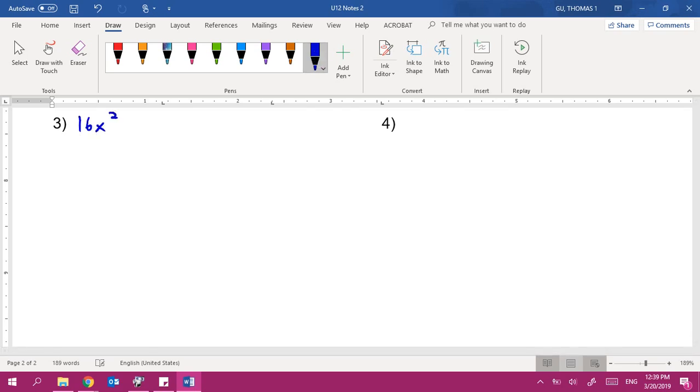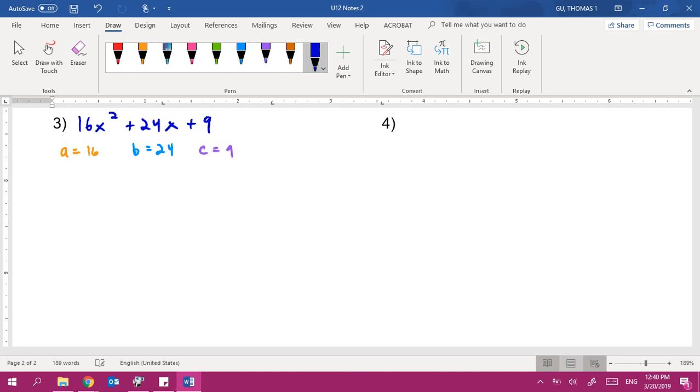16x squared plus 24x plus 9. All right, on this one, is there a GCF? 3. Can you divide 16 by 3? No. So there's no GCF? All right, so we can go straight into the X box. What is a? What's b? And what is c?